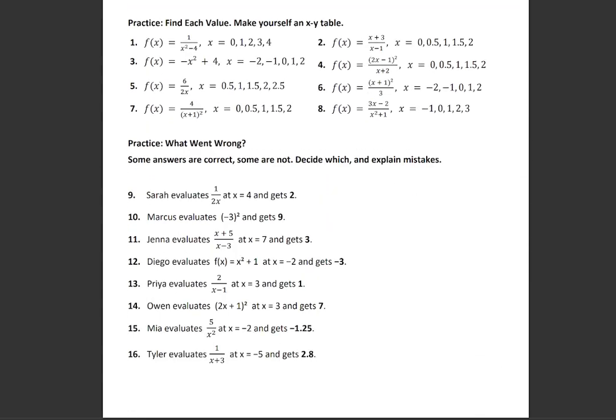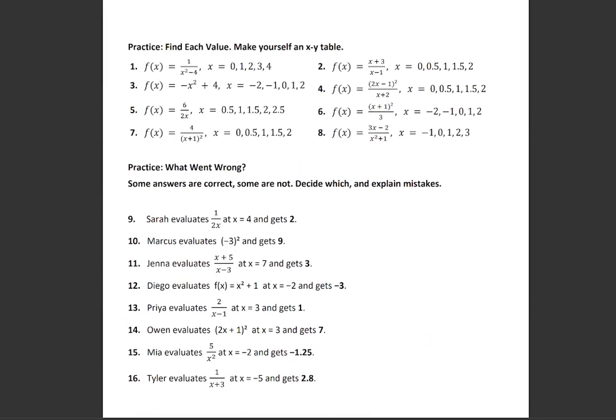All right, so take some time to practice those. When you look down here at the practice problems for this section, notice I have a bunch of functions for you to practice typing them in, and then actually going to the table and finding all your x values. And then I have a different set of practice problems that's a little different from what we've done in the past, where I give you a function and an x value, and I actually give you the answer. So we say something like, Sarah evaluates 1 over 2x at x equals 4, and she gets 2. Is that correct or is it not? And if it's not correct, what mistake did she make, do you think? That's another great one to practice. And there are several problems here like this.